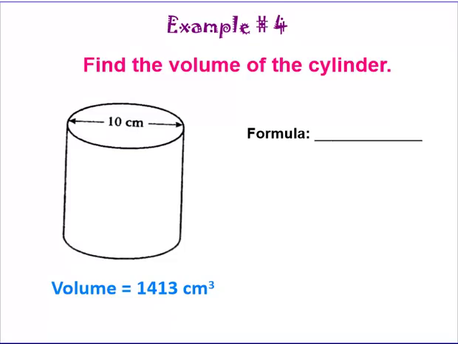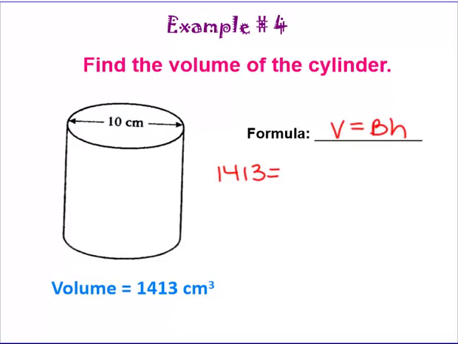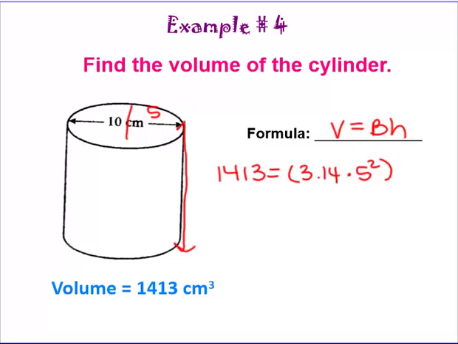All right, now let's take a look at a couple of examples where I'm given the volume, but I'm missing one of the dimensions. So we work with the same formula, volume equals big B times H. This time I have my volume, so 1,413 equals. I can also go ahead and calculate my base. Here it's giving me a diameter of 10, but I know that half of that would be 5. So I have 3.14 times 5 to the second power, but what I'm missing is my height, okay? So I'm going to multiply that times x.